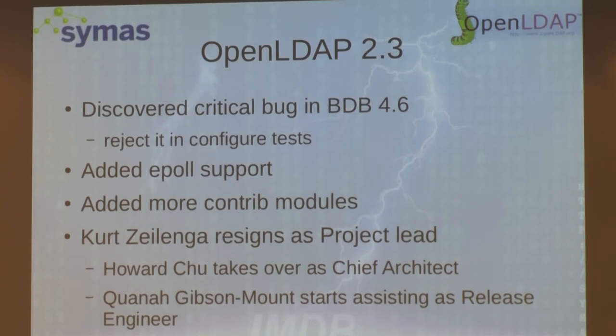Along the way, we discovered that Berkeley DB 4.6, which we had just migrated to, had a massive internal bug. And so we had to add an actual explicit configure test to detect that version and say, yeah, you don't want to use this version.